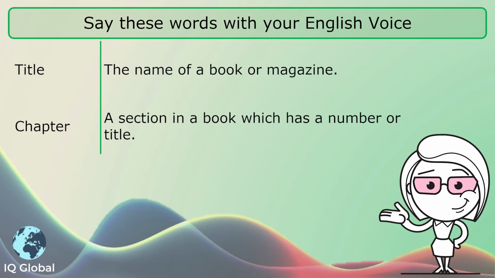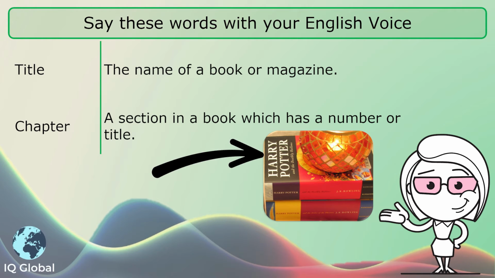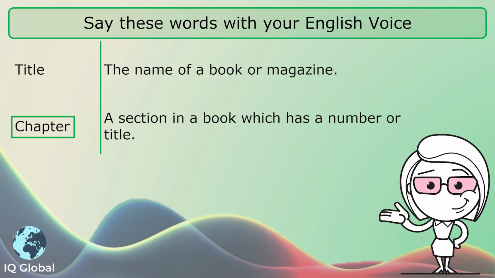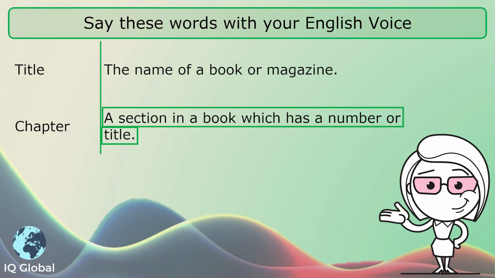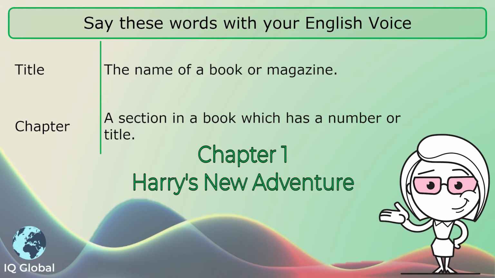The next one, title. The title is the name of a book or magazine. For example, Harry Potter. Chapter. A section in a book which has a number or title. For example, Chapter 1 or Harry's New Adventure.